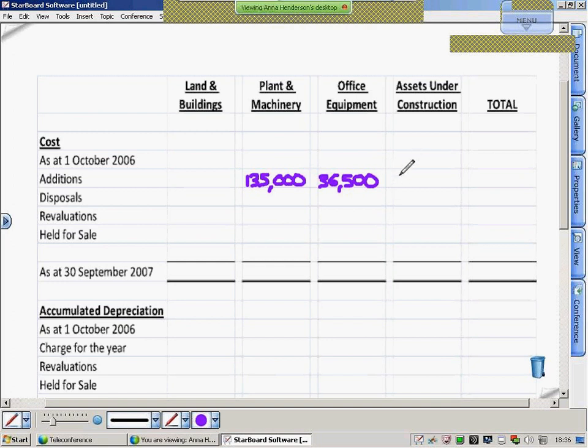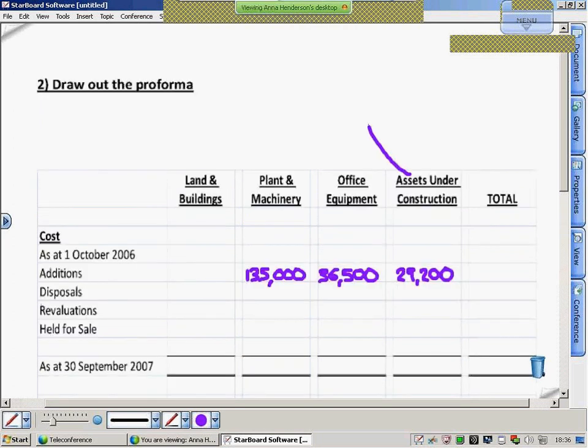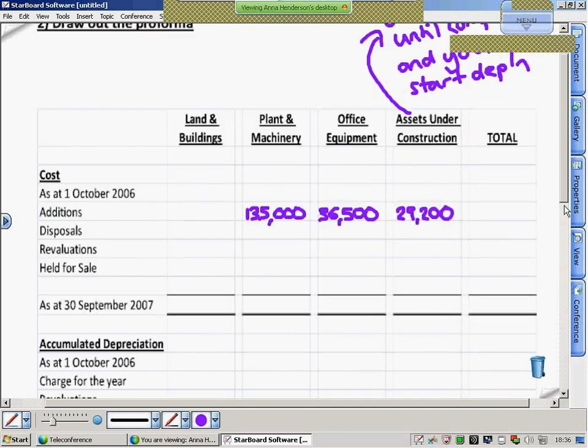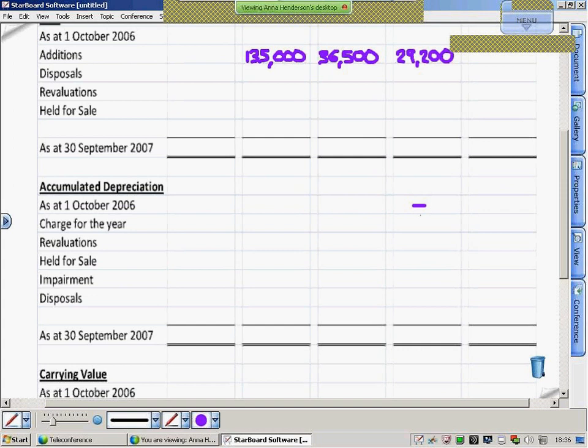In here, 29,200 in assets under construction. Assets under construction, if any of you are wondering, gets its own column. Once complete, it starts depreciating. So we don't charge any depreciation on an asset under construction. So straight away we can pretty much just blank out all of this because there'll be no depreciation on our asset under construction.